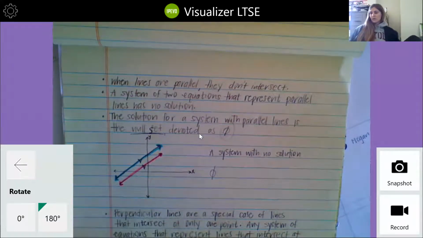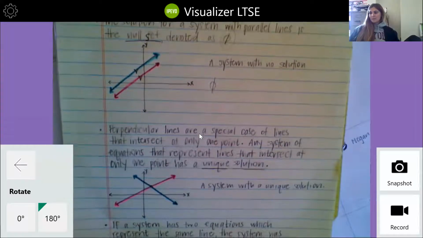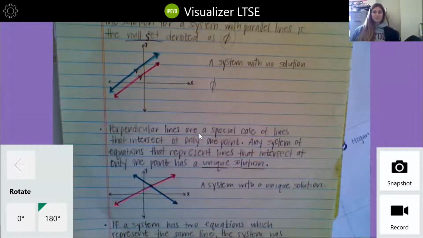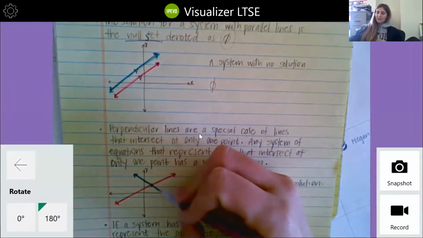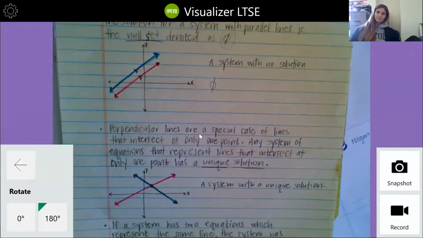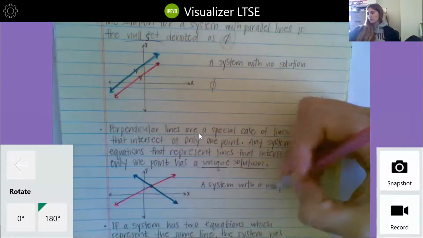Okay? And then for perpendicular lines, which are, again, a special case of lines that intersect only at one point, any system that represents lines that intersect at only one point has what we call a unique solution. And that's been most of the systems of equations we've been looking at, where two lines intersect and they intersect only at one place. That is called, again, a unique solution.